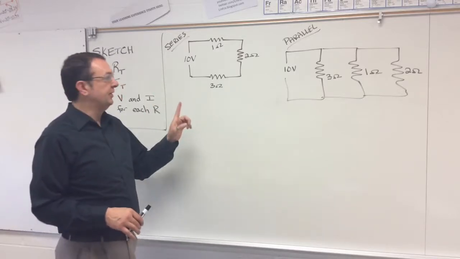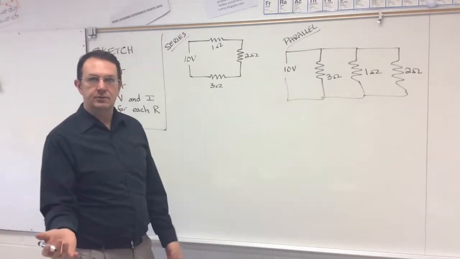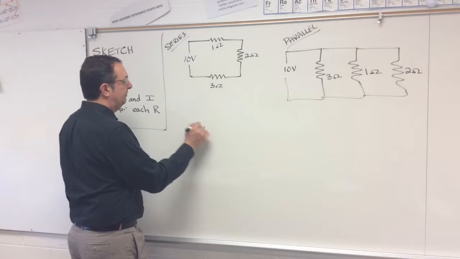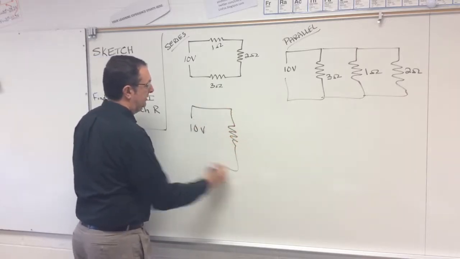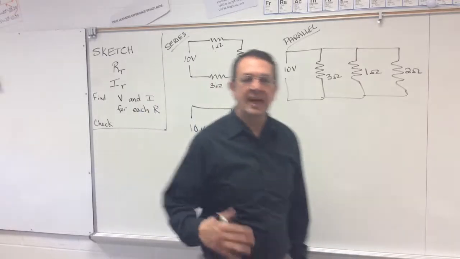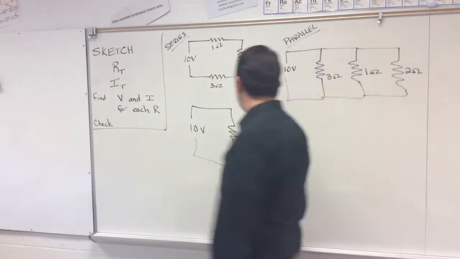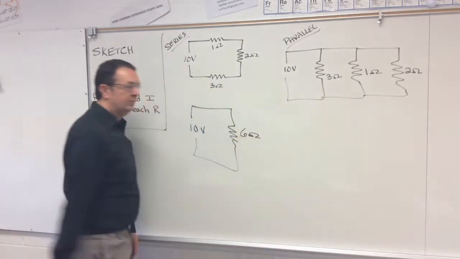We're going to start with the series circuit. Find the total resistance. You can just draw it. You draw the whole thing again. 10 volts, and there's another resistor. 1, 2, and 3. All you have to do in a series circuit is add them. 3 plus 2 is 5, plus 1 is 6. 6 ohms. 6 ohm resistor.